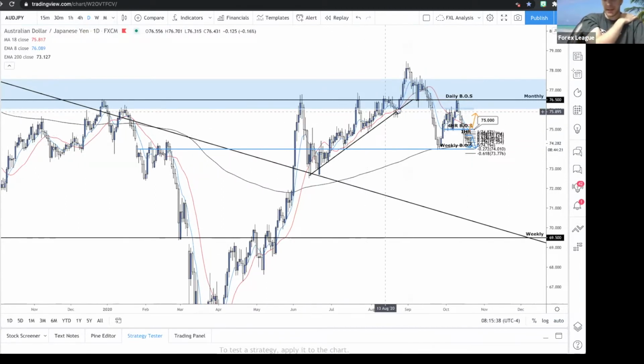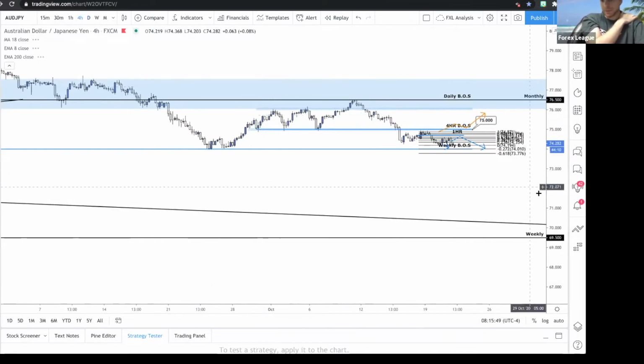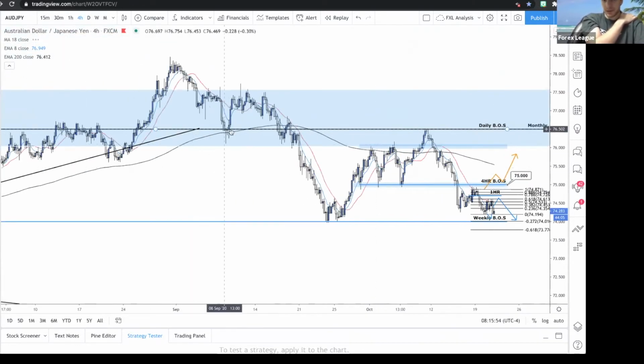Then we had an attempted break of this monthly zone. It didn't have the conviction. It pulled back through and broke a daily higher low. So the daily is bearish. Let's zoom in now on a lower time frame. So this is that higher low I was talking about. So price action broke through that, changing the daily trend to bearish. Okay.